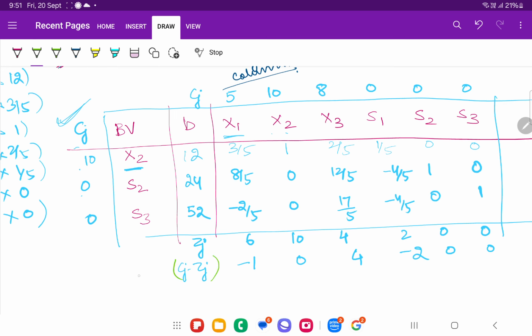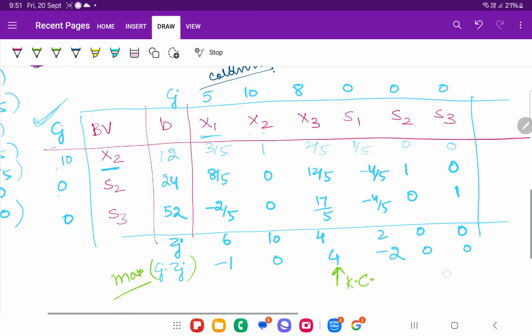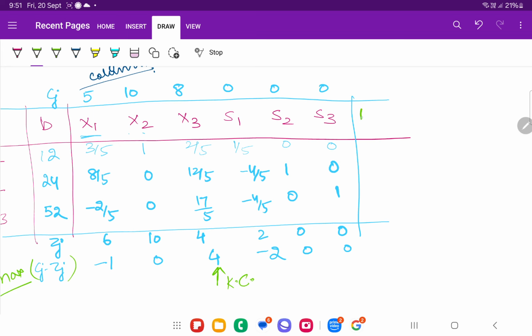So the maximum is 4. So this is going to be my key column. And now for this key column I will be finding out the minimum ratio. And how to find out the minimum ratio? Divide this column by the key column. 12 by 2 by 5, which is giving me 30. 24 divided by 12 by 5, that is giving me 10.